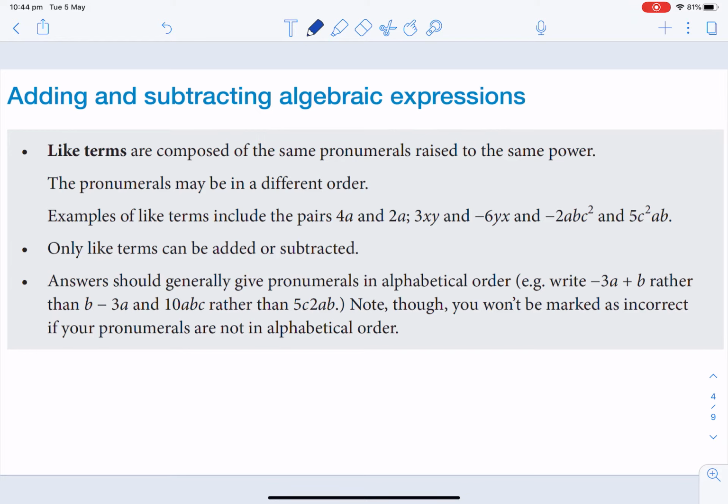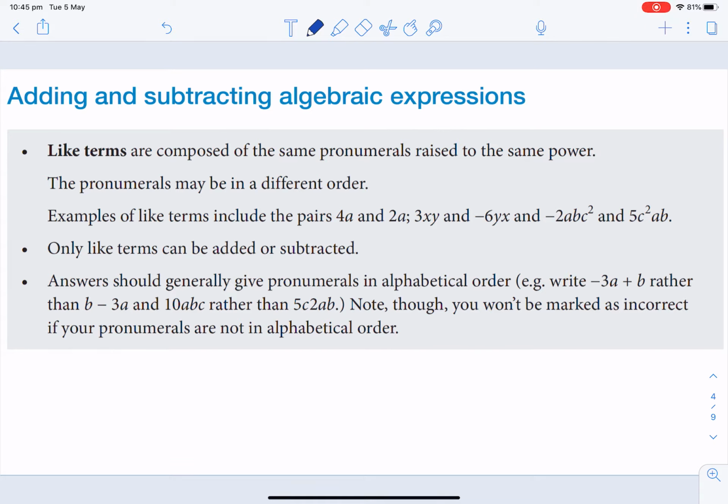Answers should generally give pronumerals in alphabetical order. There's no hard and fast rule to say you have to, but it's a little bit neater looking. For example, write negative 3a plus b rather than b minus 3a. Note, though, you won't be marked as incorrect if pronumerals are not in alphabetical order. We don't hold it against you how you write it, so long as you give us the right answer.